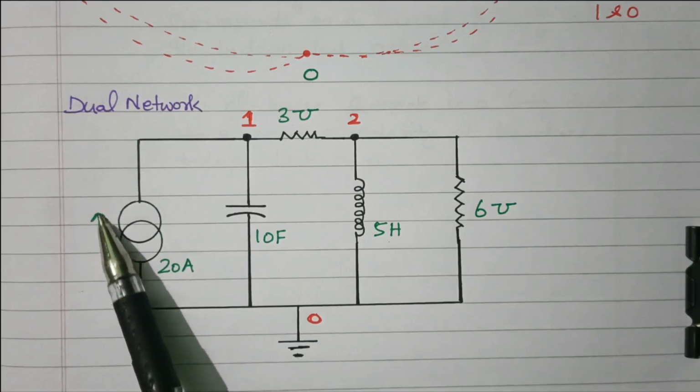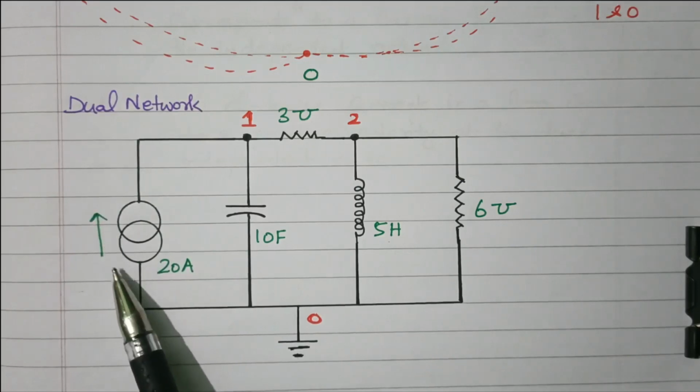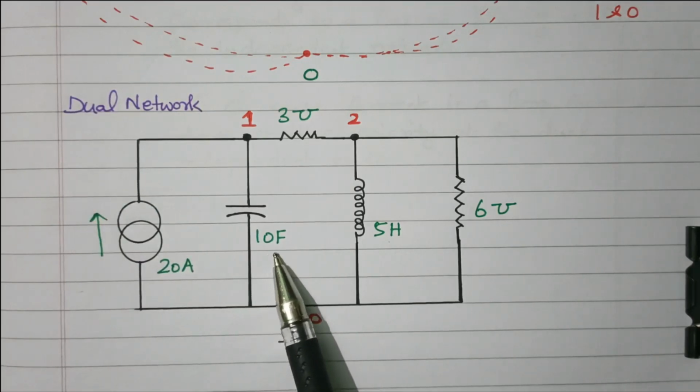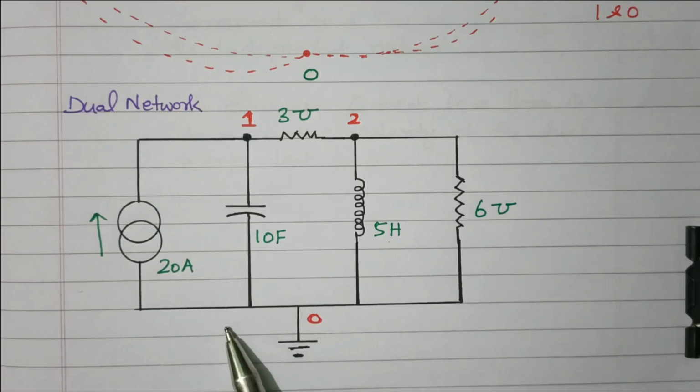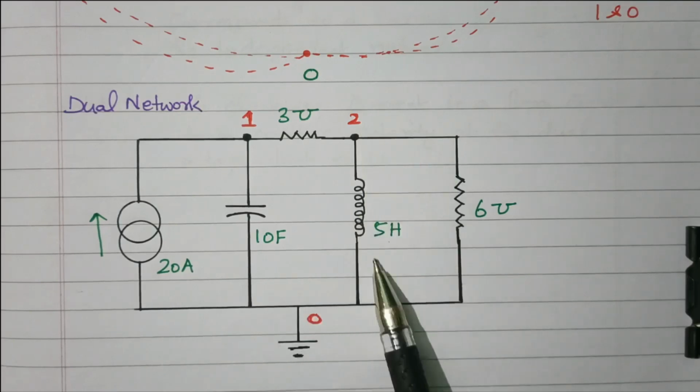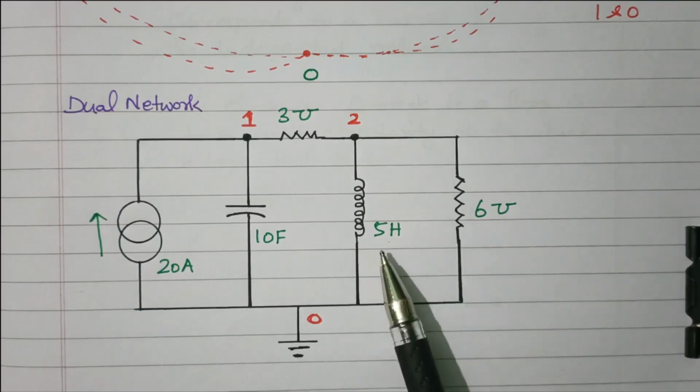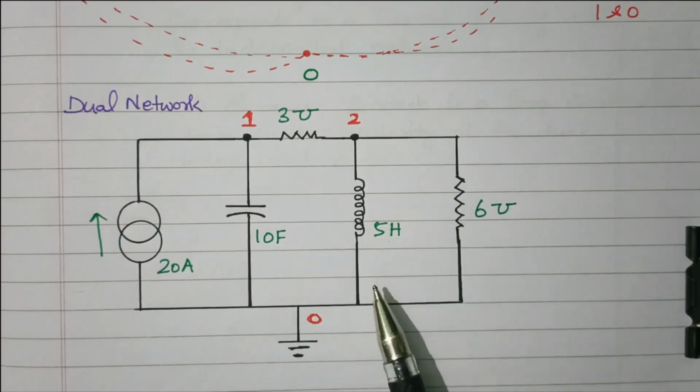It is a rise in current. The current is going upward because of the rise in voltage. So the current also goes in the upward direction. And one more element, a 10 farad capacitor. Between 2 and 0, two elements are available. One is 6 mho conductance. Another one is 5 Henry inductance.